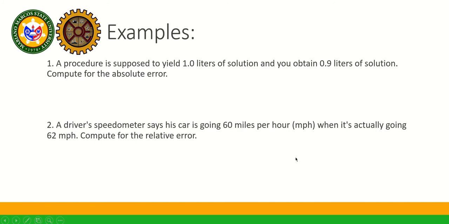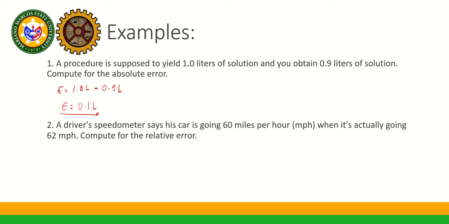So, let's have examples here. Example number 1. A procedure is supposed to yield 1.0 liters of solution and you obtain 0.9 liters of solution. Compute for the absolute error. So yung absolute error natin, the formula is equal to the actual. So, ano yung actual value natin? That will be 1.0 liters, and then minus our measured value, 0.9 liters. Therefore, our absolute error, epsilon yung symbol niya, is equal to 0.1 liters.